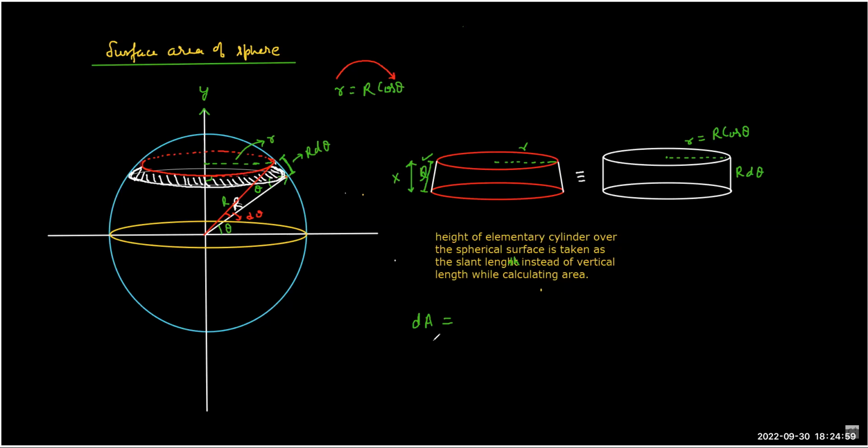Yes, sir. So now tell me, what is the curved surface area of a cylinder formula? 2 pi r h.